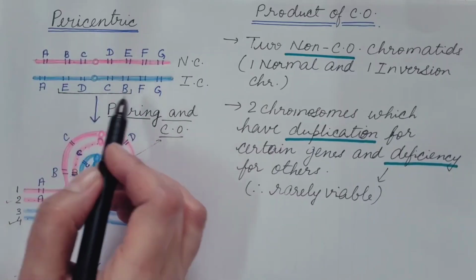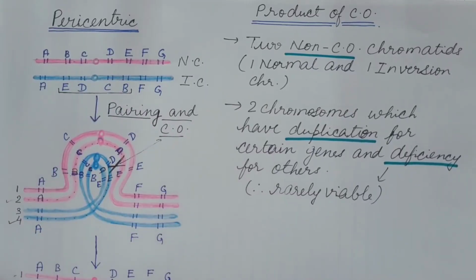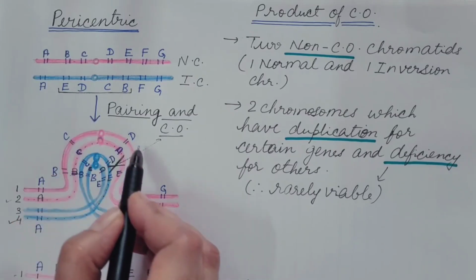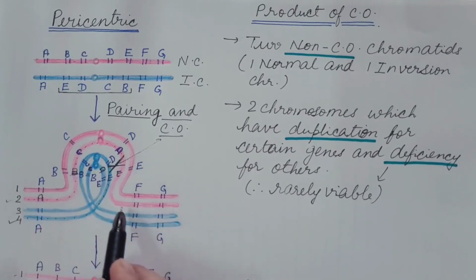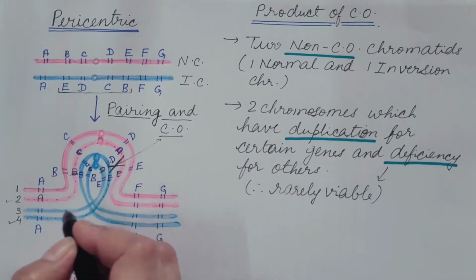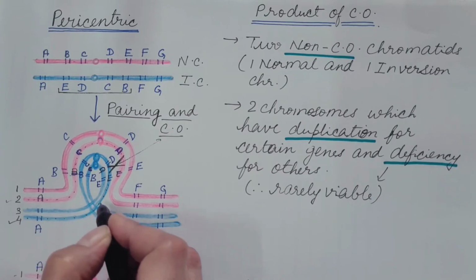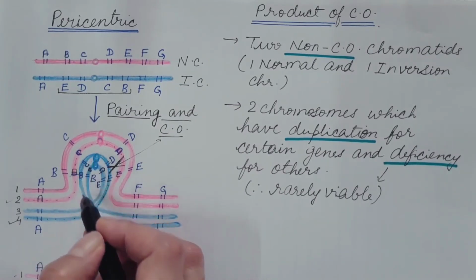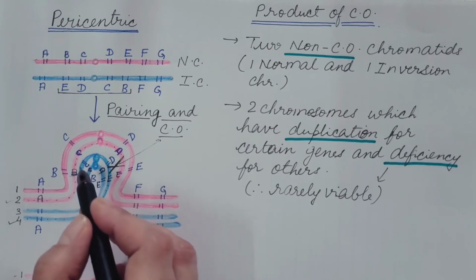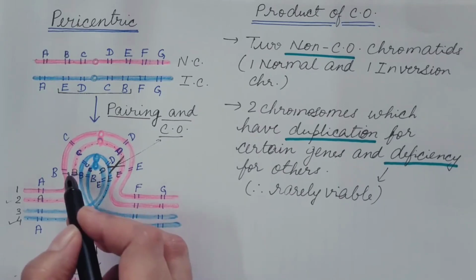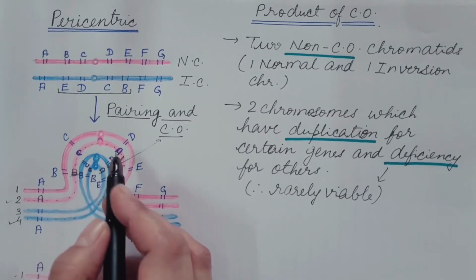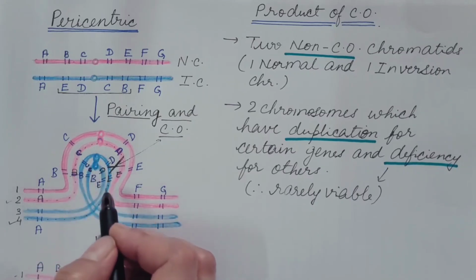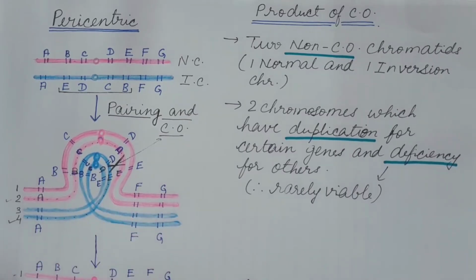Then the duplication of the chromosome and the homologous pairing takes place. So during the pairing, this normal chromosome loops out to maximize the pairing, and this chromosome having the inverted segment twists in the region where the inverted segment is present, so that B pairs with B, C pairs with C, D pairs with D, and E pairs with E, and this maximizes the homologous pairing.